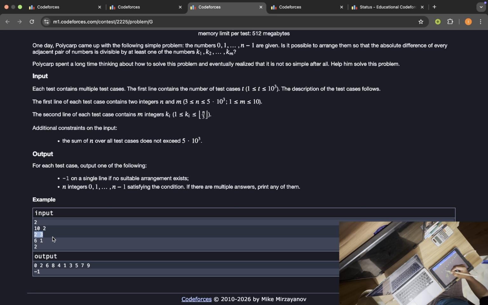Then 1 can pair up with what? 2, 3. So 3 or what? 1 can pair up with 3 or 4. Then 2 can pair up with 4 and 5.